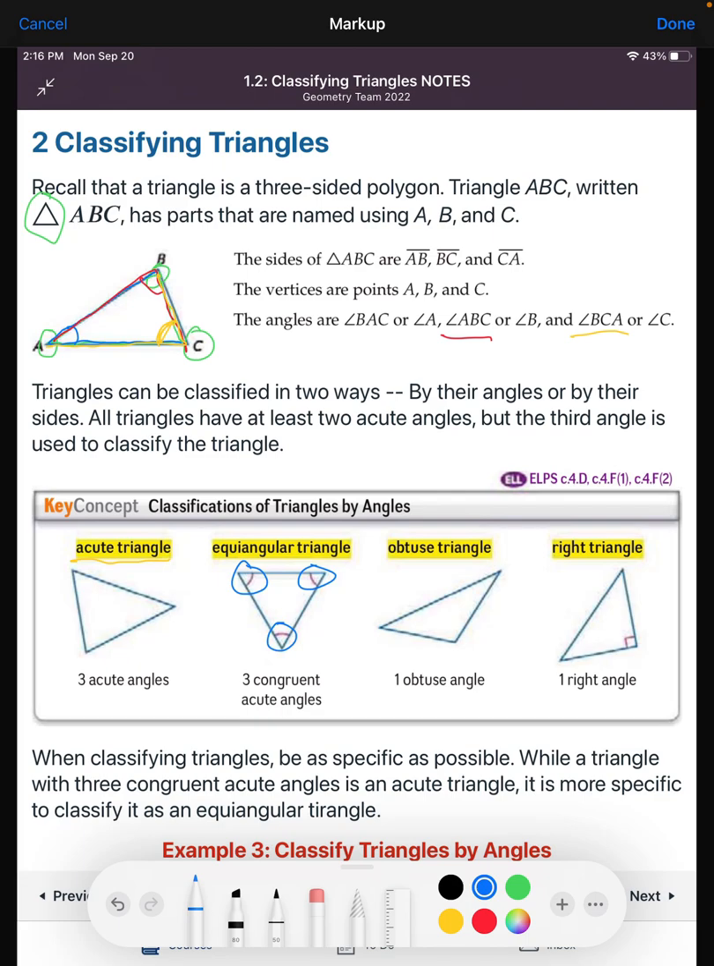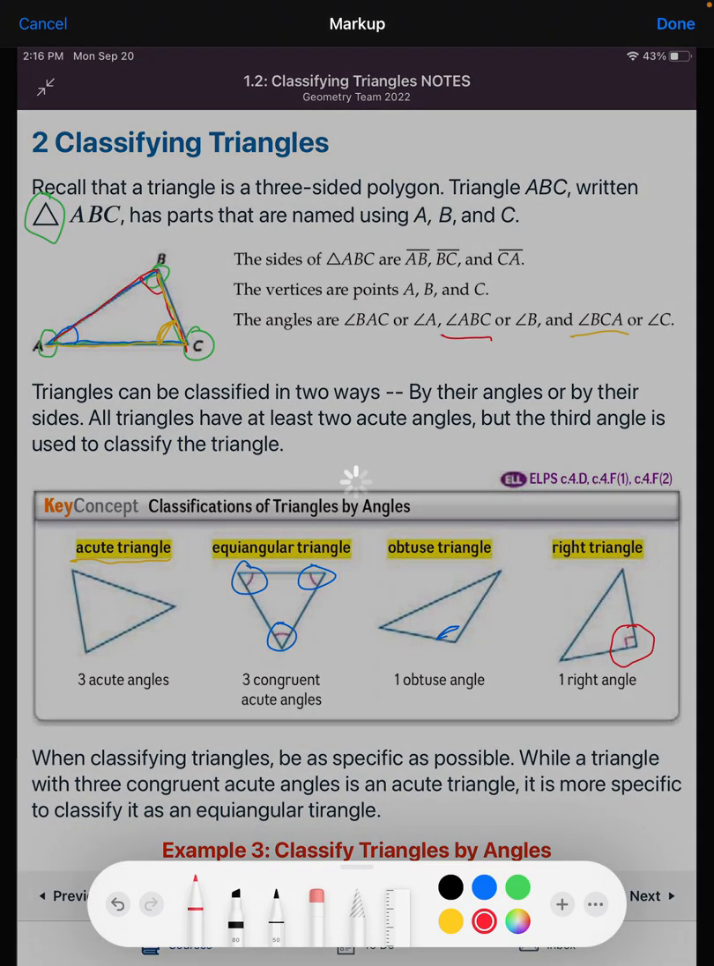An obtuse triangle has one obtuse angle, so one angle, this one here, that's greater than 90 degrees. Whereas a right triangle has one angle that is equal to 90 degrees, or a right angle. In classifying triangles, we want to be as specific as possible. While a triangle with three congruent angles is an acute triangle, it is more specific to classify it as an equiangular triangle.